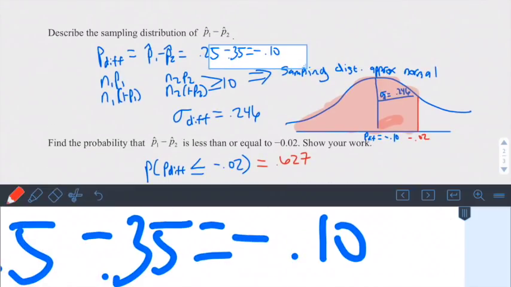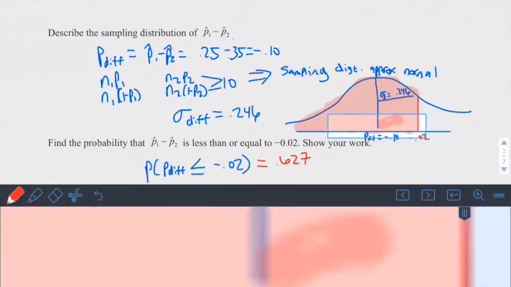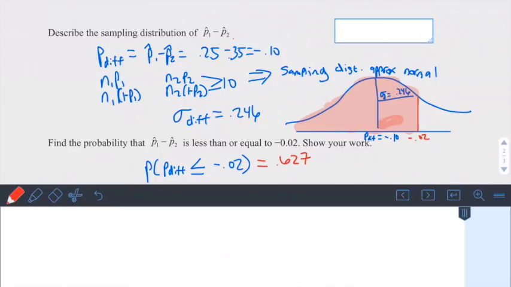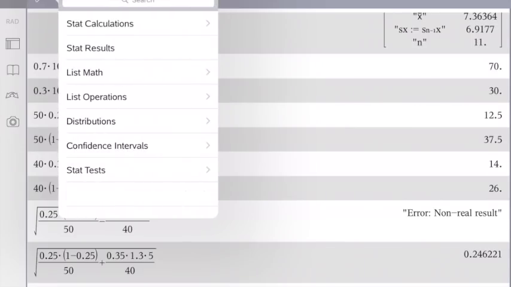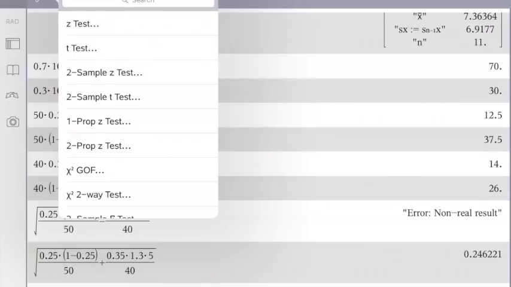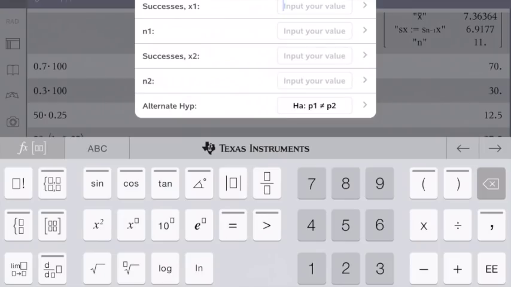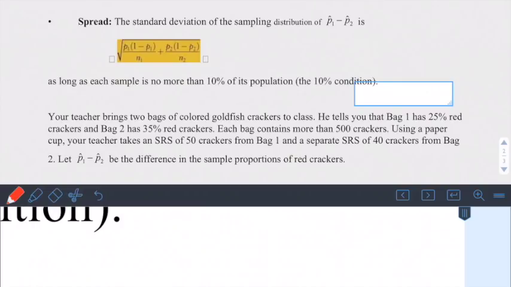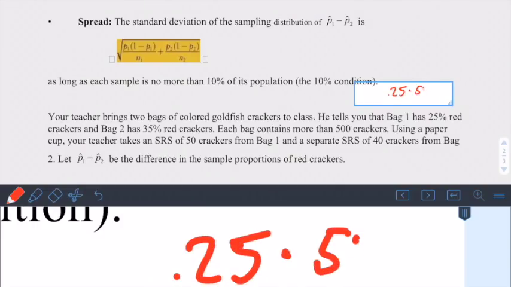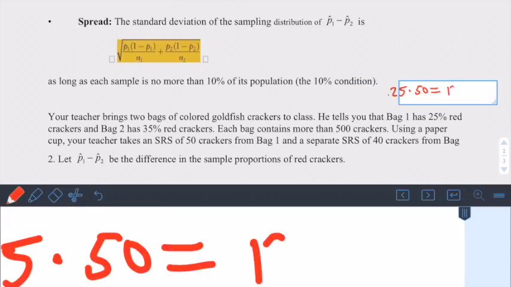Okay, this is perfectly fine. It shows you know what you are doing. However, there is an easier way. Menu, statistics, stat, tests. This is a 2 proportion z-test. Well, we need the successes of our first one. We know it's 25% red and there are 50 crackers. So 0.25 times 50. So this is 12.5.